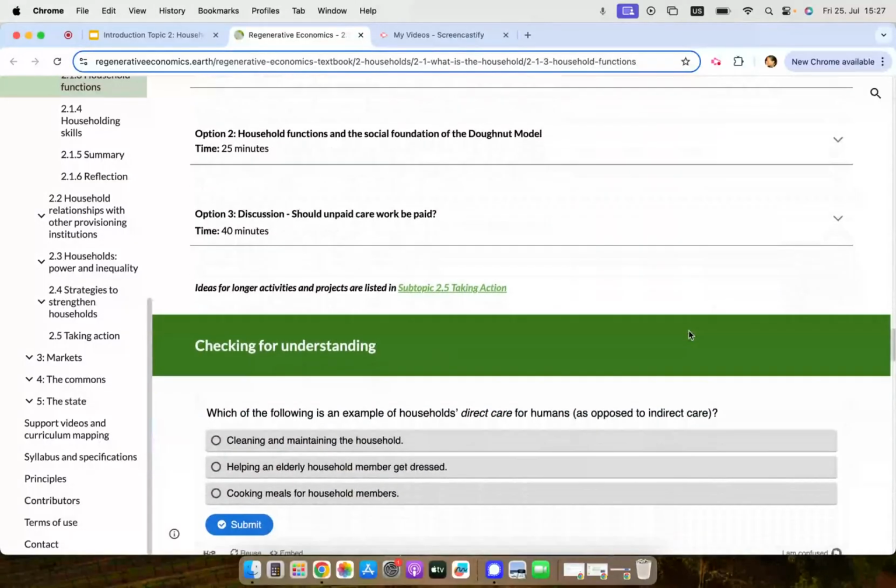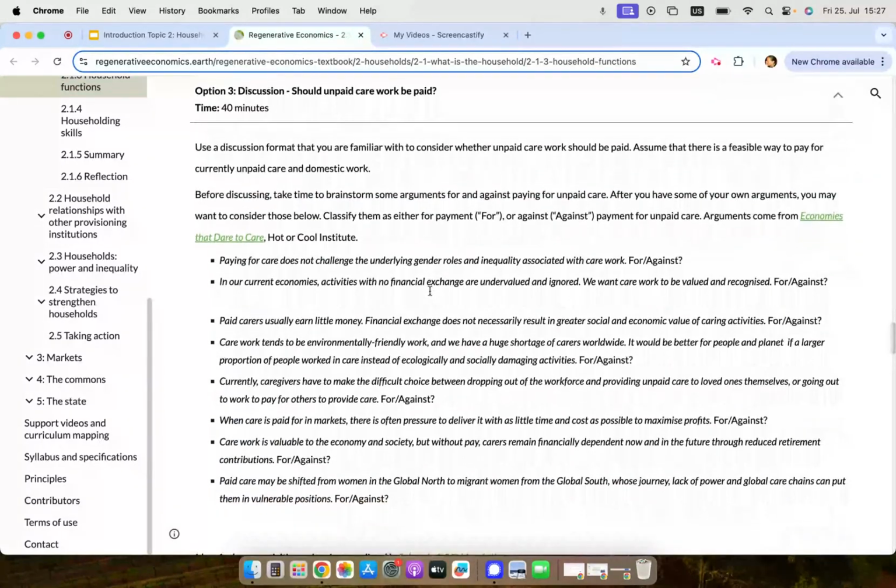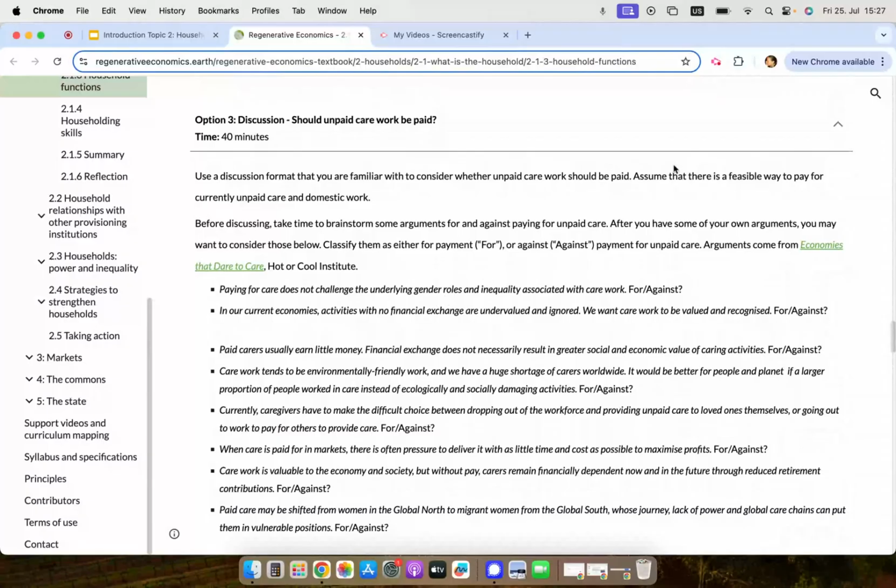And the last one here, which I'll spend a little bit more time on, is a discussion around whether unpaid care work should be paid. In this case, what students are given is a set of arguments, and they have to determine whether these arguments are for or against paying for unpaid care work. And then these set students up with some arguments that they can use for a discussion afterwards, which will then, in the process of discussing it with one another, raise even further questions that they could explore.